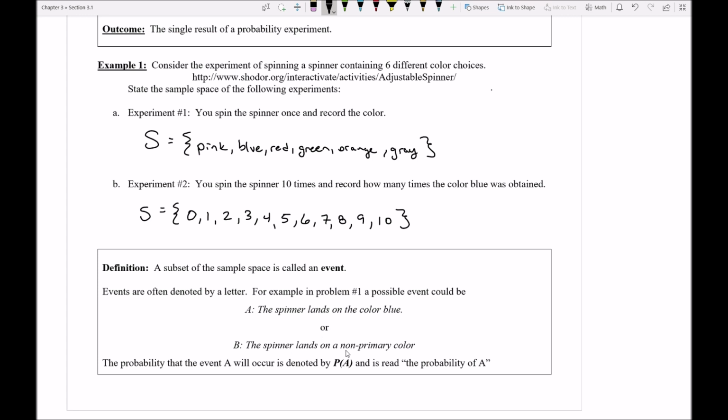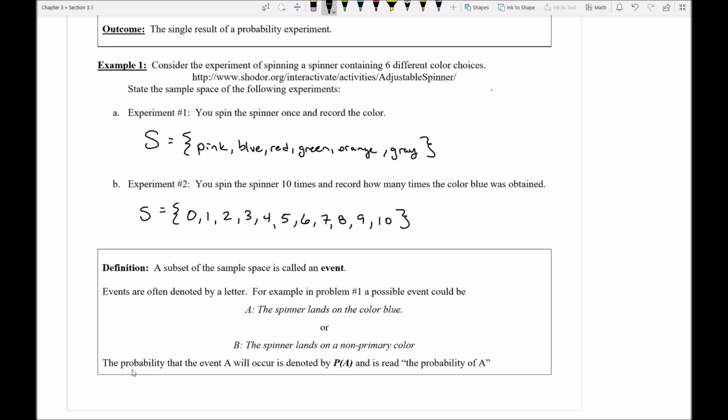The spinner lands on a non-primary color. Remember that our primary colors are what? Red, yellow, blue. So I could see here that the colors that are not red, yellow, or blue would be like pink, green, orange, gray. And I can get all of those summarized with an event that I could call B.